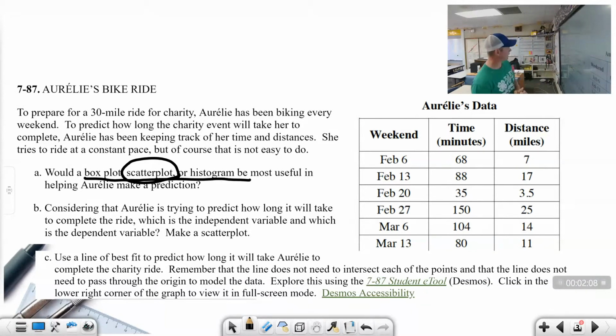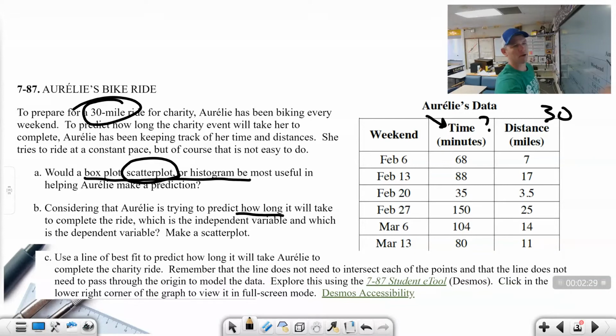Okay. Question letter B. Considering that Areli is trying to predict how long, that is the question, how long. Well, which of those is how long, not distance. She's talking time. We want to know, question mark, how much time to go 30 miles. I know 30 miles. I don't know time. Okay, we're trying to use the graph to make that prediction.